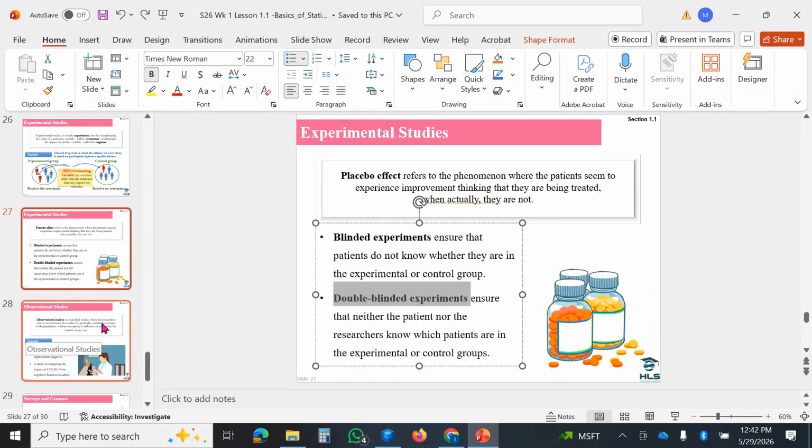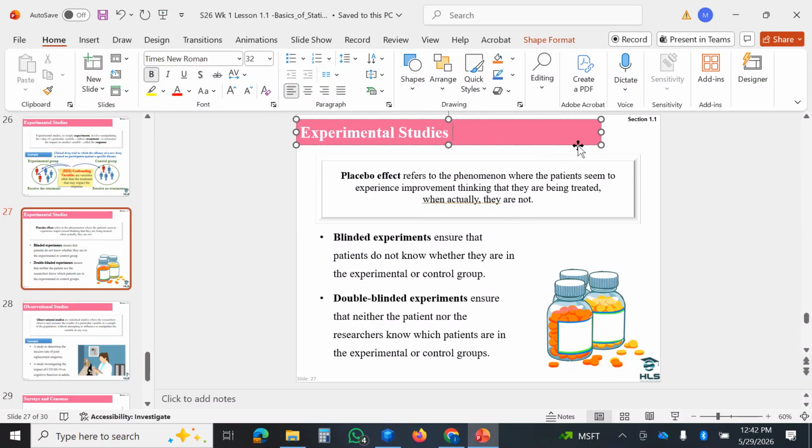We don't want any bias, okay? Bias. That one there is the cause of all trouble when it comes to science and truth, okay?